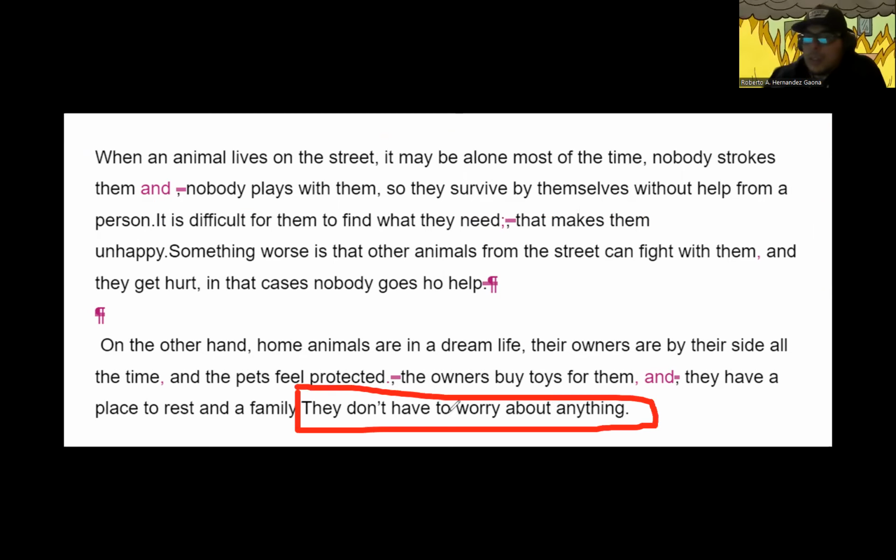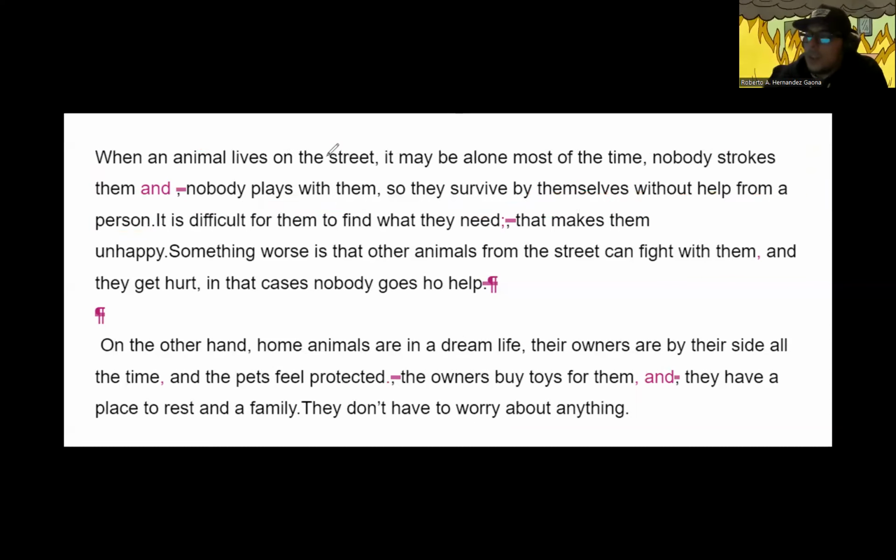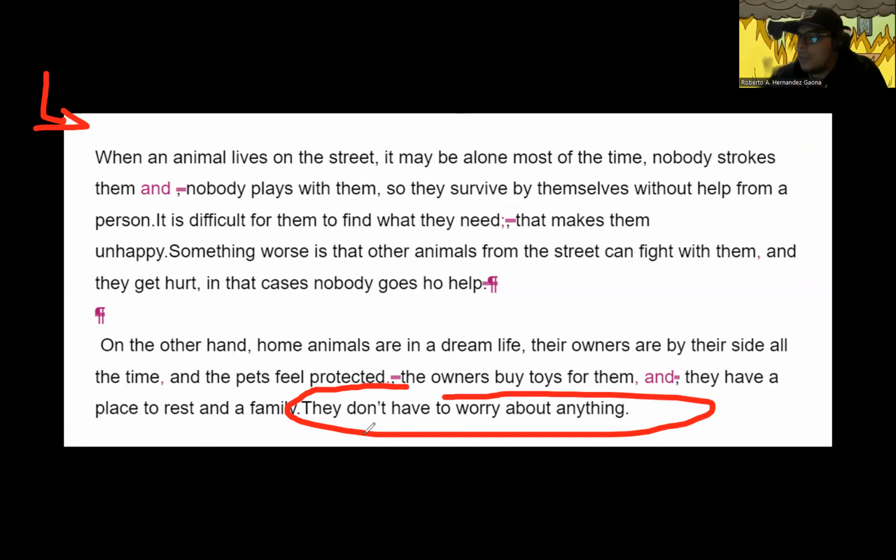They don't have to worry about anything. So right here, these don't really match, right? I'm kind of covering some of it, my bad. I'm sorry, my pulse with the mouse is really horrible. But yeah, you can see they don't match at all. So what I suggested that this person did was just add something else at the beginning. Add a topic sentence. What is this paragraph gonna be about? And they did. They actually added something like they don't have to worry about anything. Something that has to do with this one.